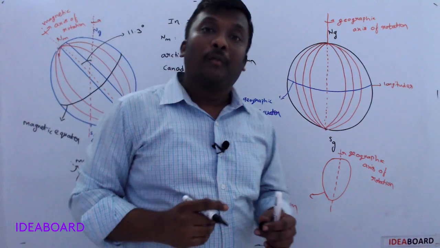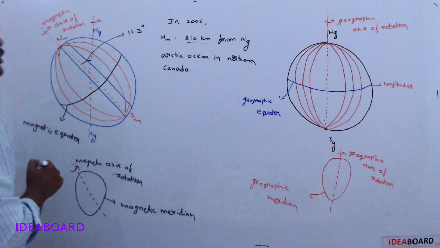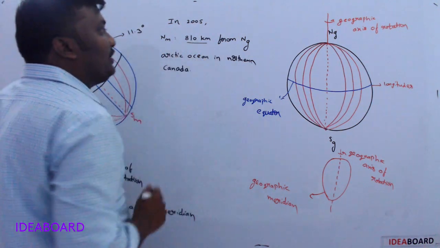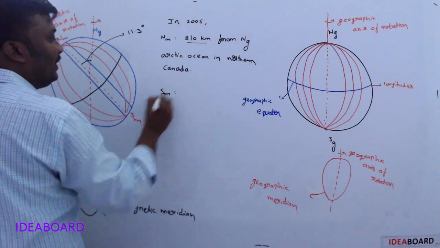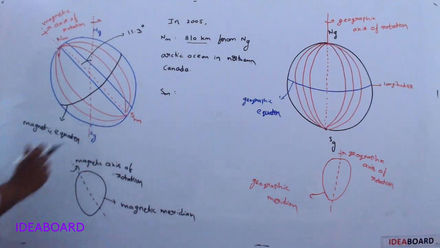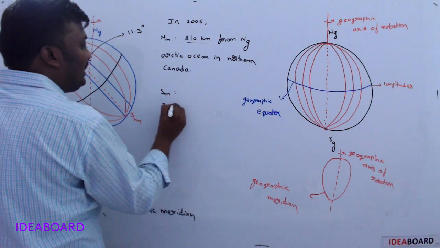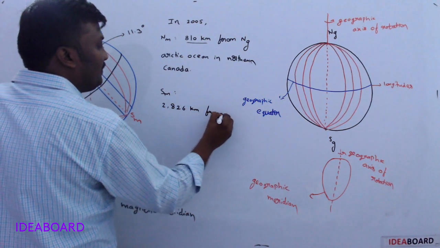In 2005, the NM is located at a distance of 810 kilometers from the NG, which is located at the Arctic Ocean in northern Canada. And what about the SM, the magnetic South Pole? This magnetic South Pole is located at a distance of 2826 kilometers from SG.